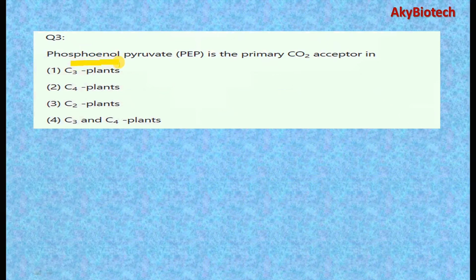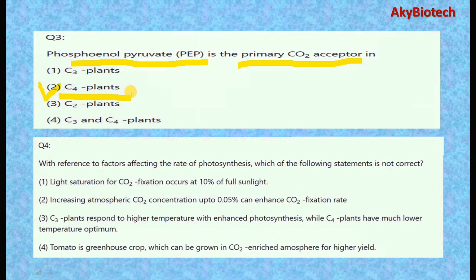Then number 3, PEP, that is phosphoenol pyruvate. This is the primary carbon dioxide acceptor. This we all know, that PEP is the carbon dioxide acceptor in case of C4 plants. Then, with reference to factors affecting the rate of photosynthesis, which of the following statements is not correct? So we have to find out the incorrect statement.